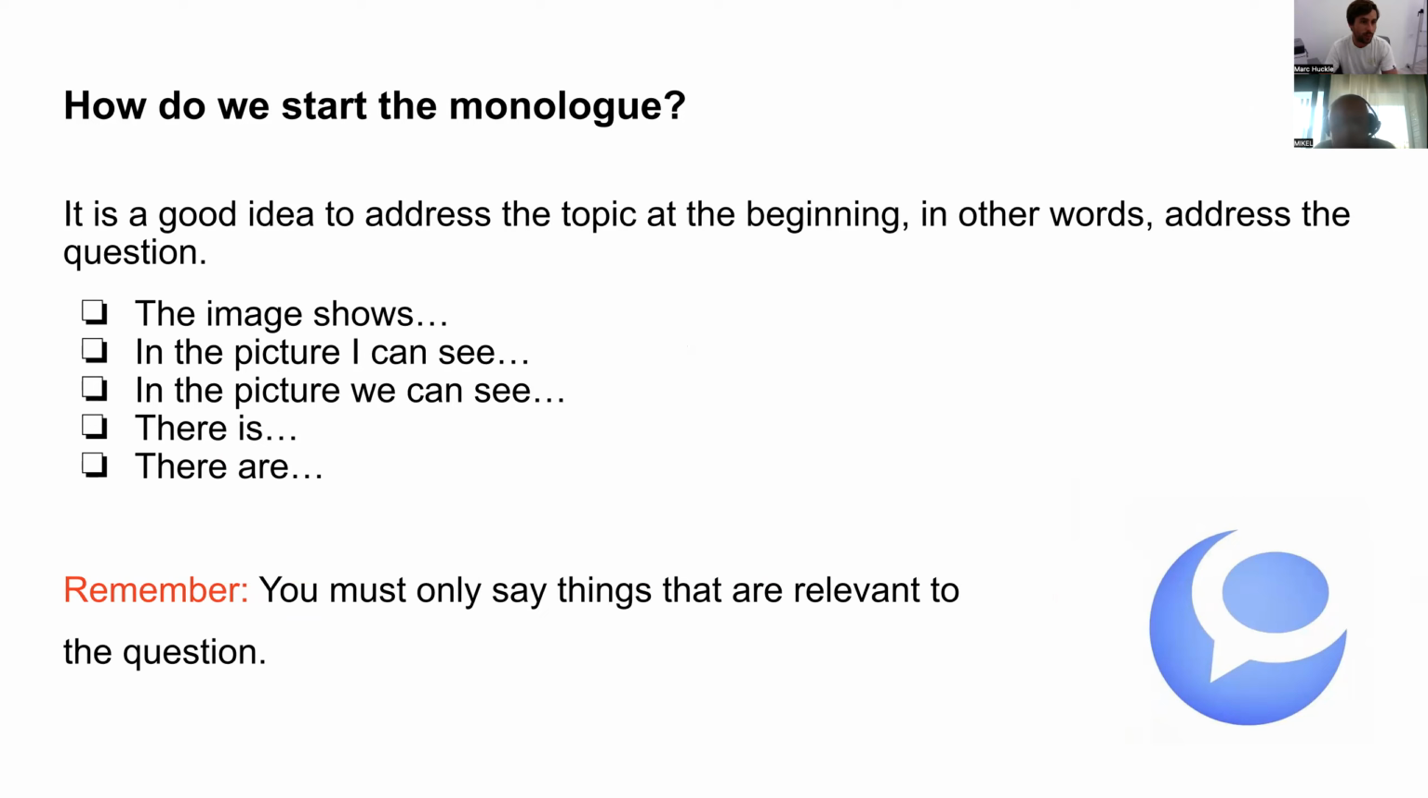In other words, you address the question. So you would say, the image shows people doing sport. The image shows people speaking. In the picture, I can see someone who is learning English. So we say what the topic is.